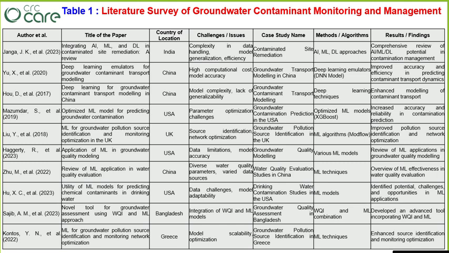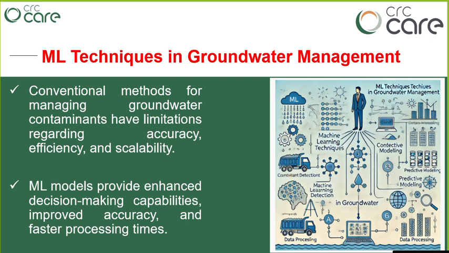So these are the case studies we have identified, what type of methods they have applied, and what the results and findings of each case study are. Elaboratively, we have done the research review. So from that, machine learning techniques in groundwater management: conventional methods for managing groundwater contaminants have limitations regarding accuracy, efficiency, and scalability. Machine learning models provide enhanced decision making capabilities, improved accuracy, and faster processing times.